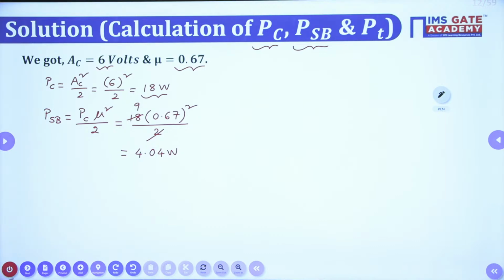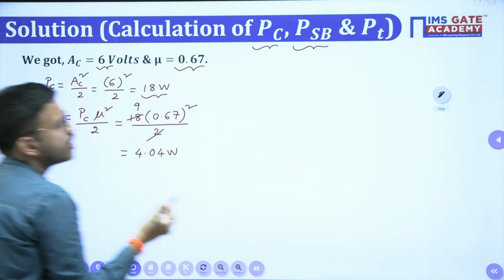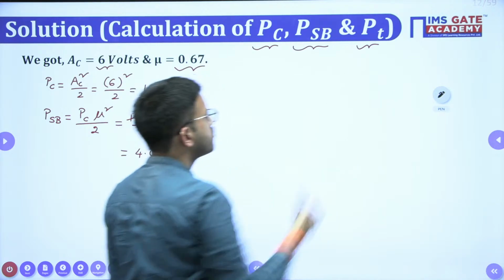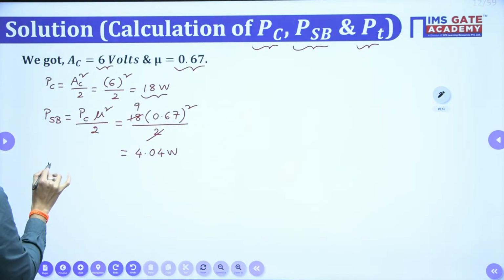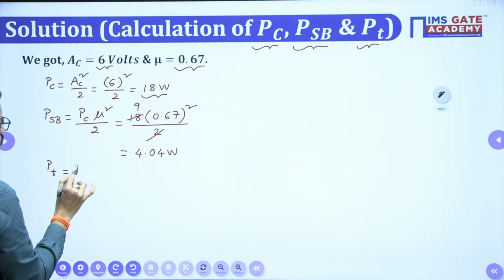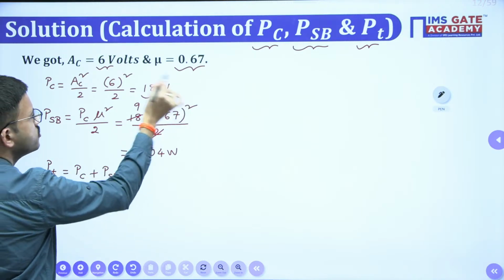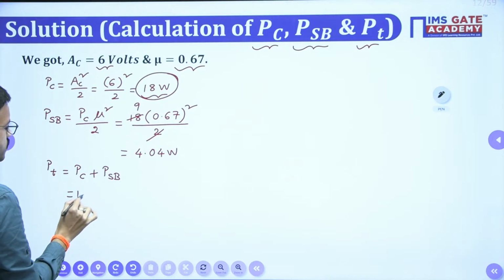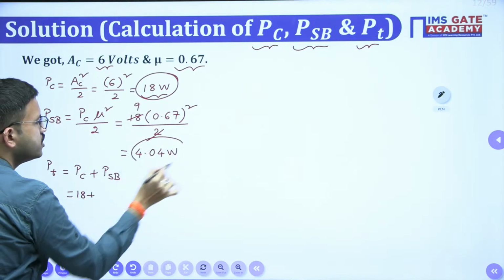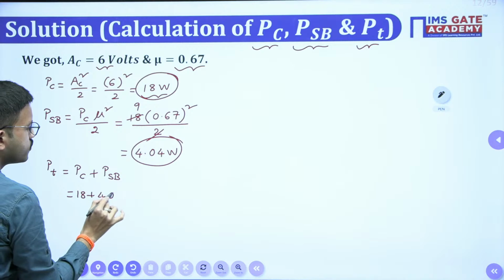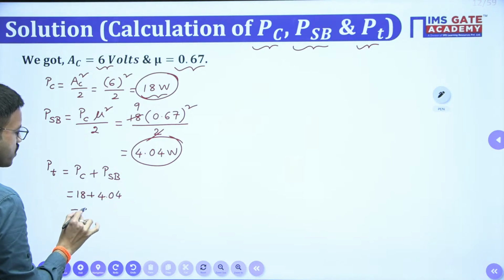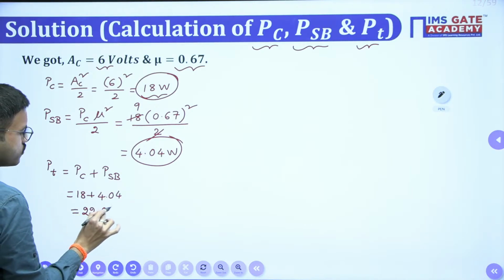4.04 watt you will get. Okay. Now the last parameter regarding total power transmitted, PT equal to carrier power plus sideband power. Carrier power we got 18 watt and sideband power we got 4.04. So just add these two, you will get 22.04.